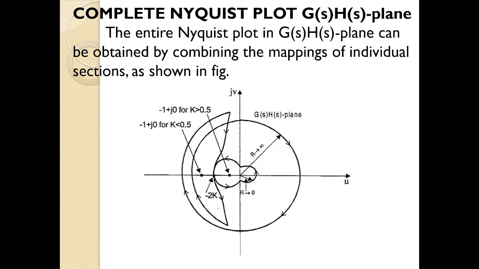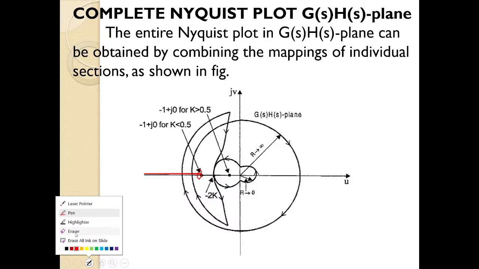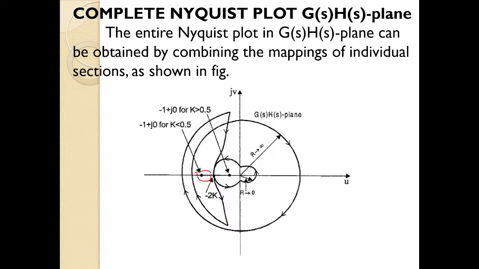If you observe the Nyquist contour around this point, how it is traveling, what you can see is it travels in clockwise direction 2 times. This is clockwise, my cursor is moving clockwise. I will take a laser. I will erase all inks. So this is my minus 1 plus j0 point, and around this point the contour moves in clockwise direction 2 times.